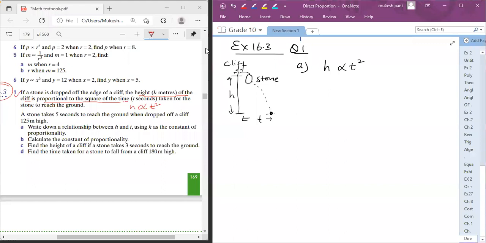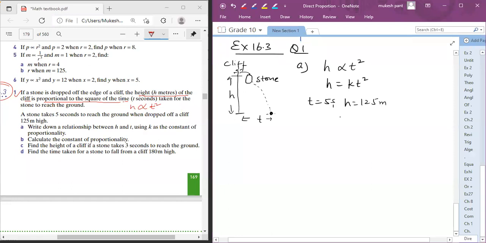Right. This h is proportional to t square. This is given, the condition is given. Height h is proportional to the square of t. It means h equals k t square. Okay, so this is the first part, and then you can see that we have t equals 5 and h equals 125 meter. This is given. Okay, this is 5 seconds.